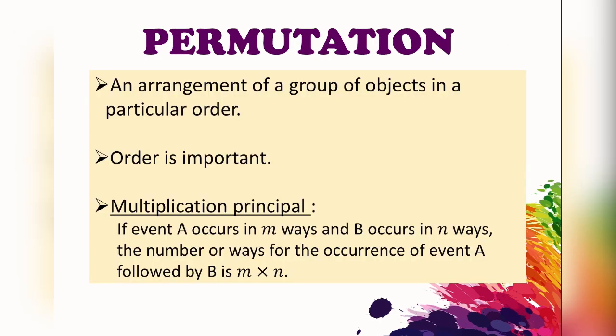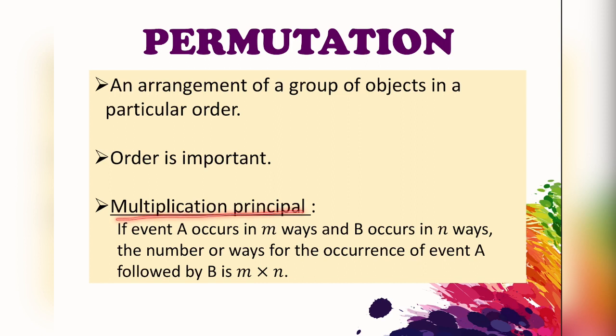What is permutation? It is an arrangement of a group of objects in a particular order. So, in permutation, the order is important. Now, let's start with technique of counting.